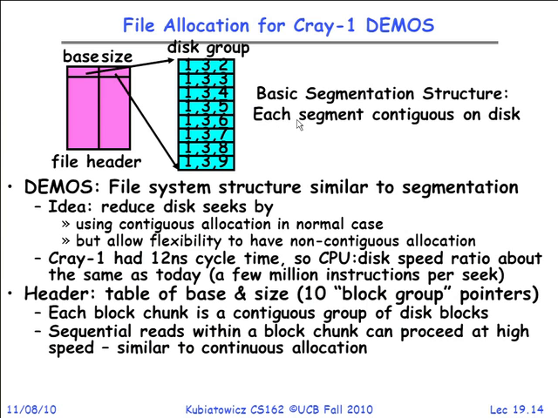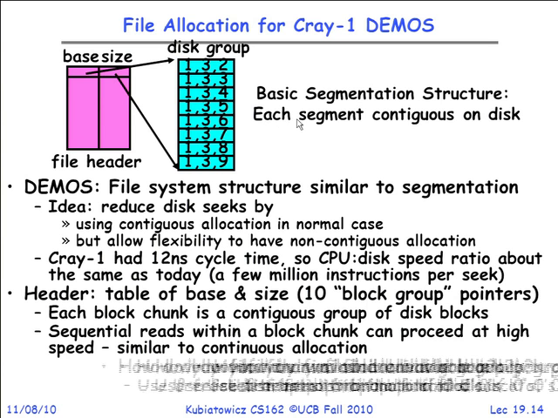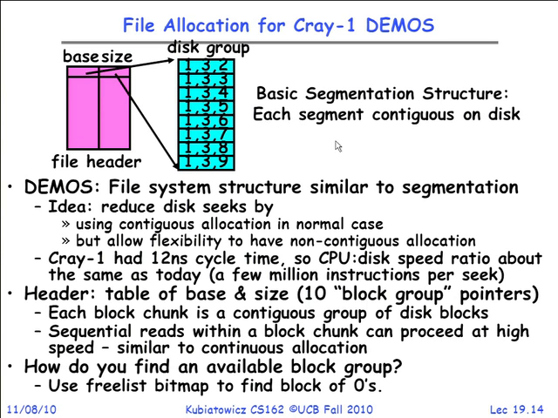Now, how do you find an available block group? Well, this is again one of those situations where you have a huge bitmap and you're just looking for groups of free blocks. Okay, so how can we fix this fragmentation problem?